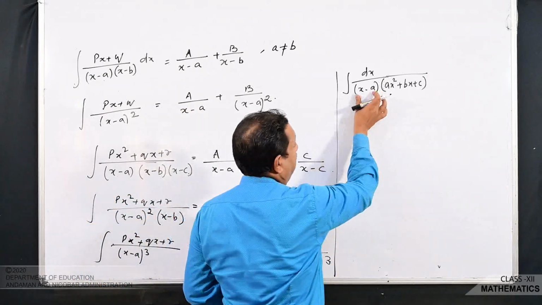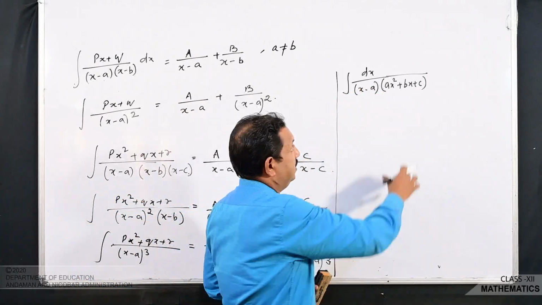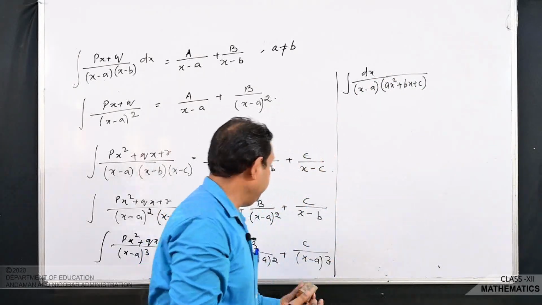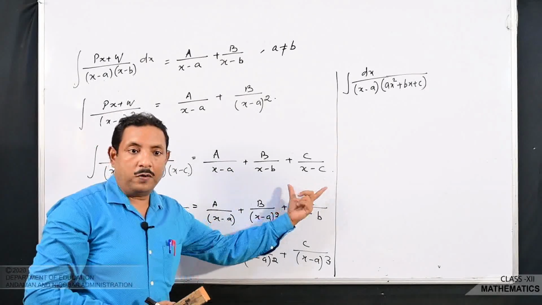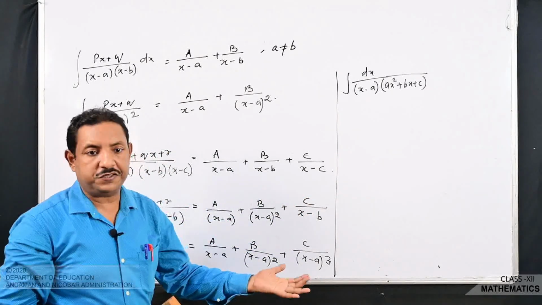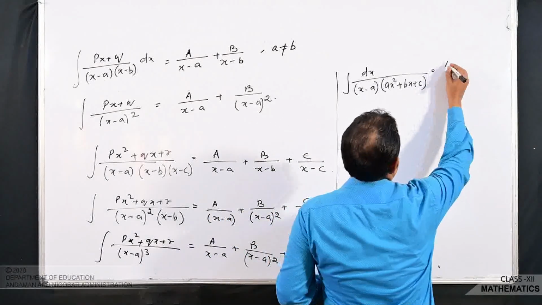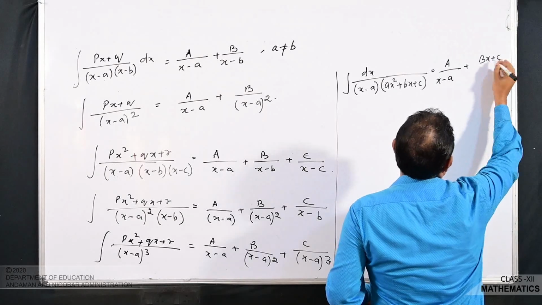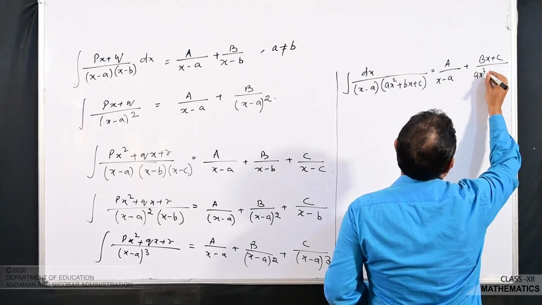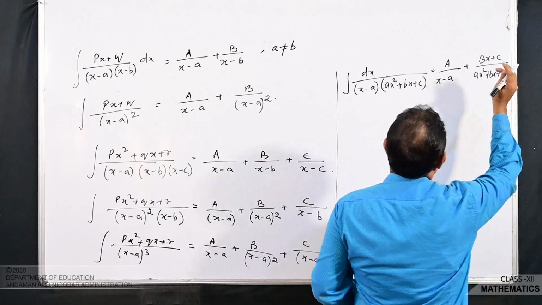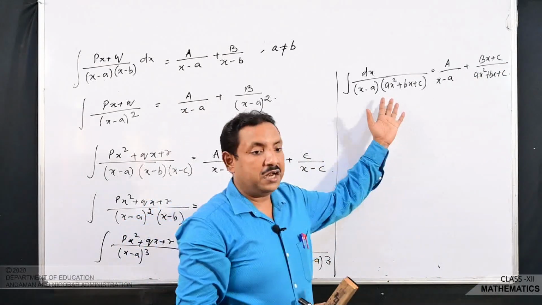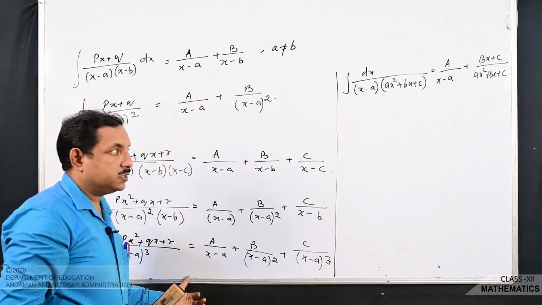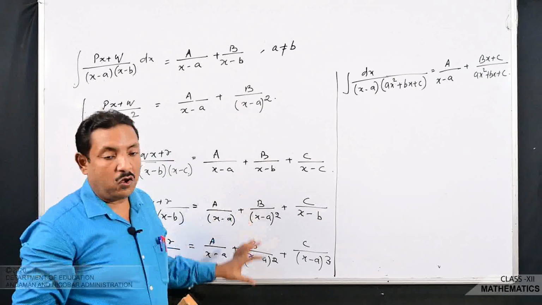That means this part is okay, I have taken one factor, but in the remaining part it is not factorable. So at that time our technique is something different. You have to take A by x minus a plus bx plus c by ax square plus bx plus c. In this form we can split these integrands. So likewise, quadratic forms and cubic forms you can split in these distinct forms.